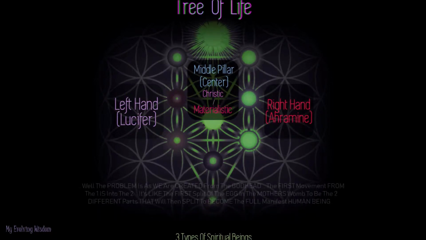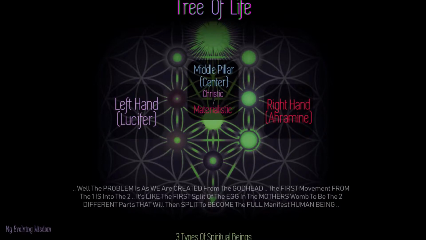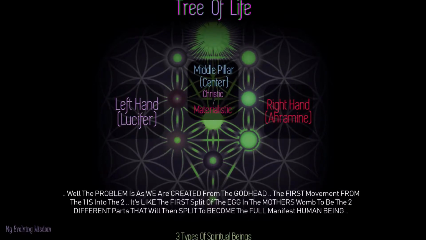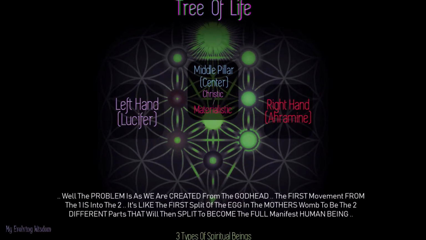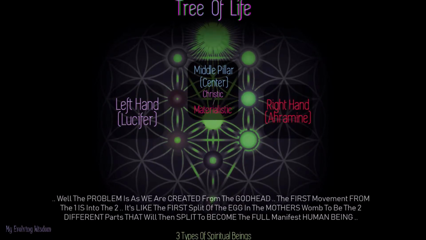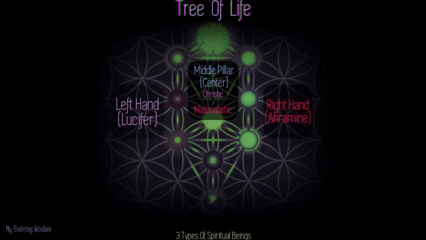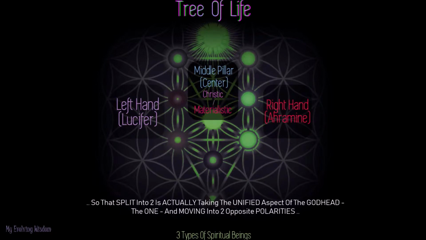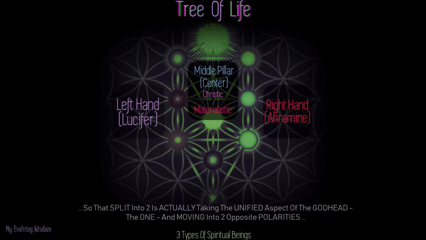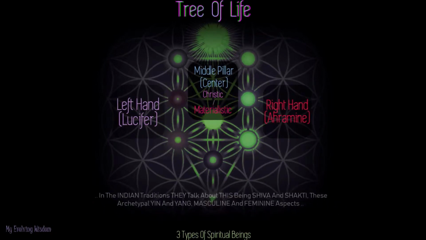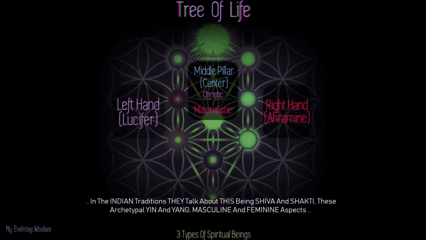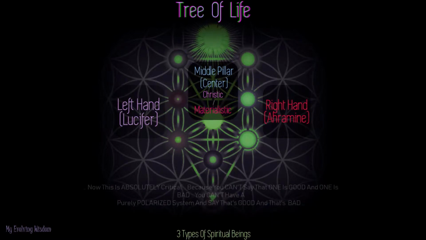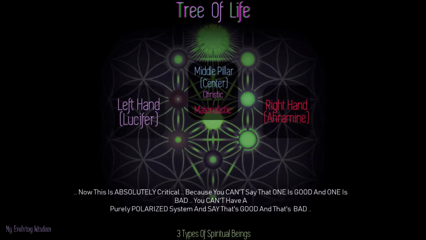Well, the problem is, as we are created from the Godhead, the first movement from the One is into the 2. It's like the first split of the egg in the mother's womb to be the 2 different parts that will then split to become the full manifest human being. So that split into 2 is actually taking the unified aspect of the Godhead, the One, and moving into 2 opposite polarities. In the Indian tradition, they talk about this being Shiva and Shakti, these archetypal yin and yang, masculine and feminine aspects. Now this is absolutely critical, because you can't say that one is good and one is bad.